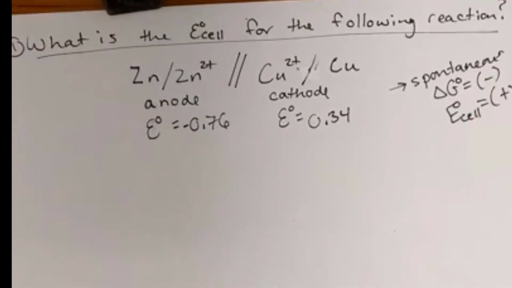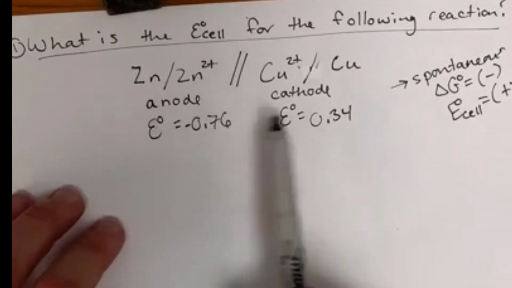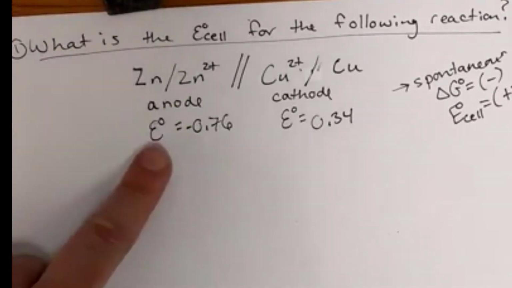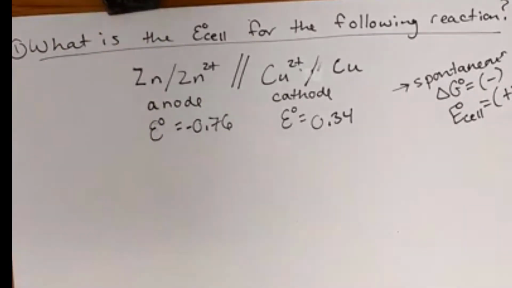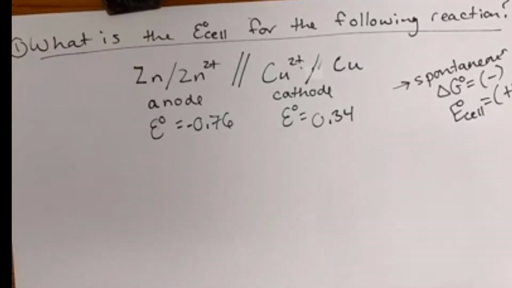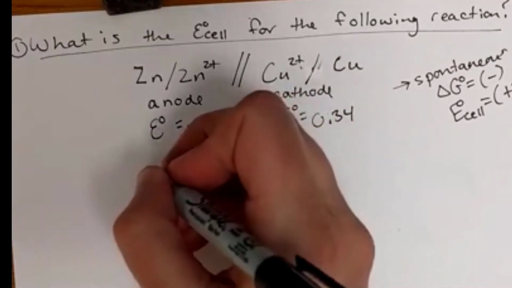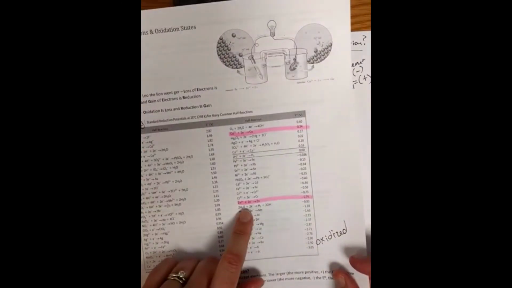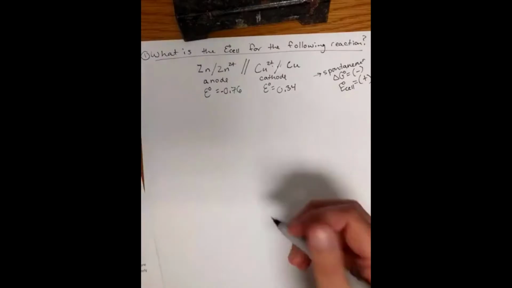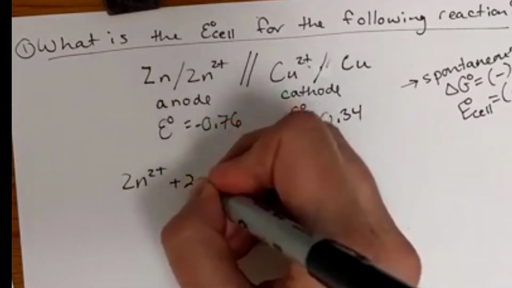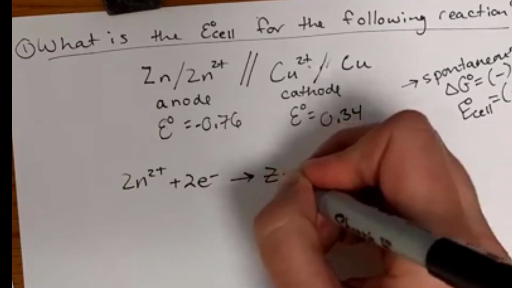This is a little bit simpler because before I had you figure out which one was the anode and which one was the cathode. Whenever I give you the line notation like this, I've basically already told you this is my anode, this is my cathode. So how do we do this? You always want to start out by writing your half reactions. Remember, anode is oxidation. So let's first write out the standard reduction reaction, just like what we saw in our table. So we've got zinc 2+ plus 2 electrons goes to zinc.